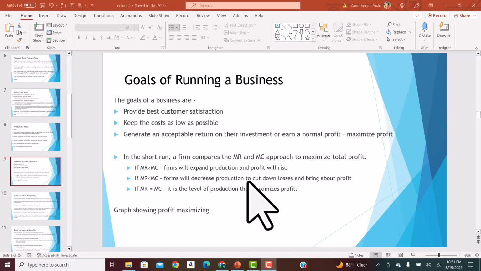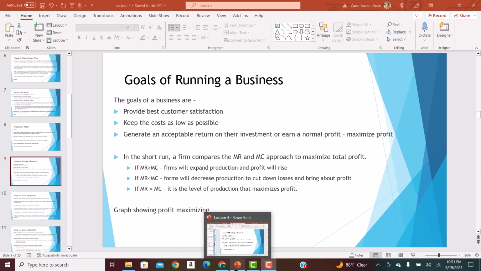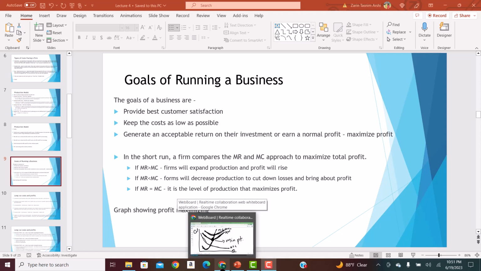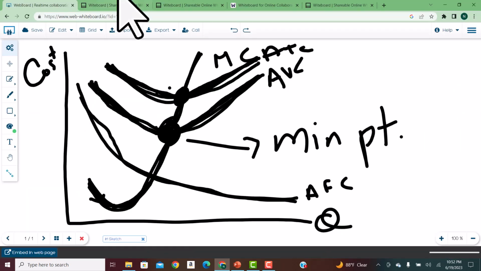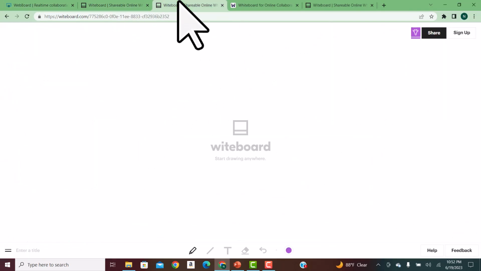So let's look into a graph where, if you look at the bottom of the slide, it says graph showing a profit maximizing point. I want to draw a graph and show how businesses can use the different types of marginal cost, average total cost curve and marginal revenue curve to find out the total profit that they're going to make.